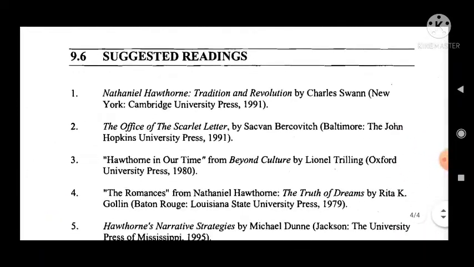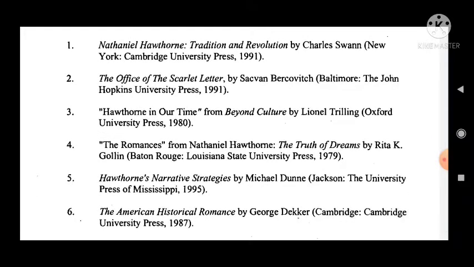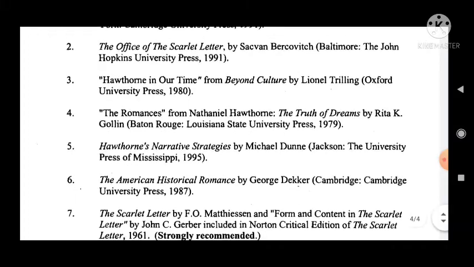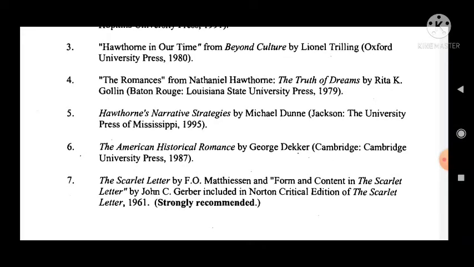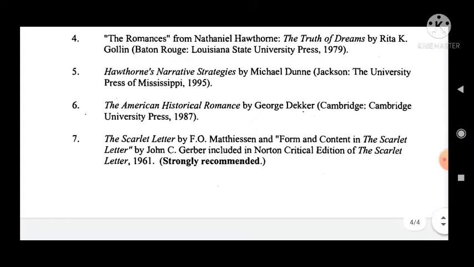Okay, here is the suggested reading: Nathaniel Hawthorne, Tradition and Revolution by Charles Swann; The Office of The Scarlet Letter by Sacvan Bercovitch; Hawthorne in Our Time from Beyond Culture by Lionel Trilling; The Romances from Nathaniel Hawthorne: The Truth of Dreams by Rita K. Gollin; Hawthorne's Narrative Strategies by Michael Dunne, University Press of Mississippi; The American Historical Romance by Jesse Decker, Cambridge University Press 1987; and The Scarlet Letter by F.O. Matthiessen, and Form and Content in The Scarlet Letter by John C. Gerber, included in the Norton Critical Edition of The Scarlet Letter 1961, that is strongly recommended.